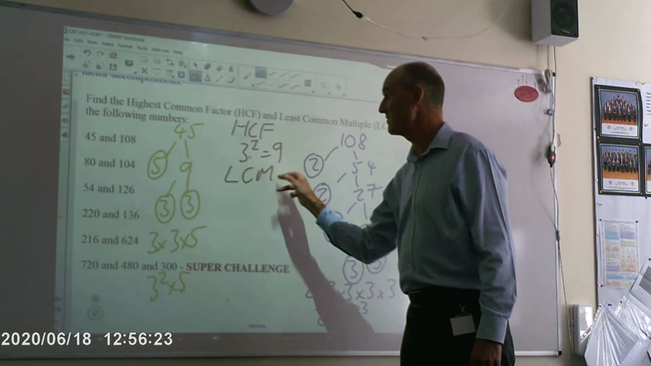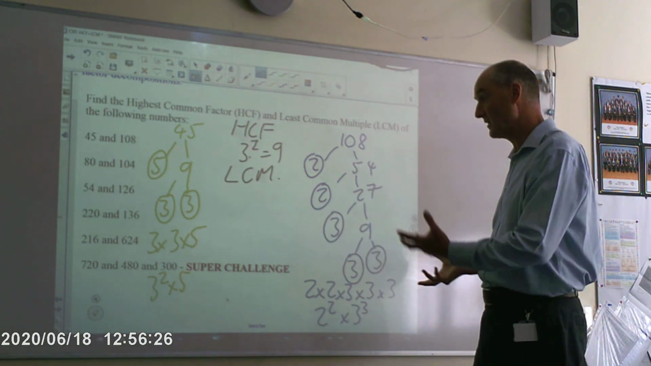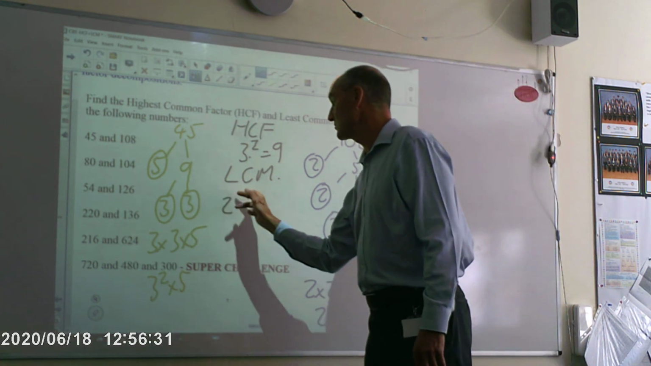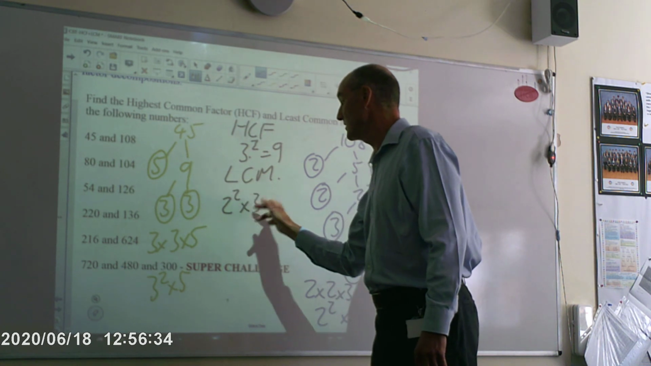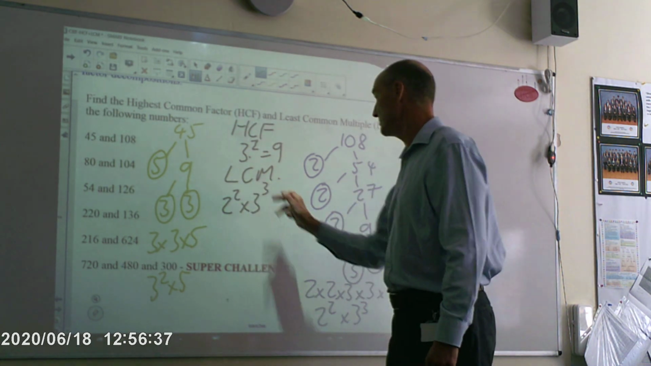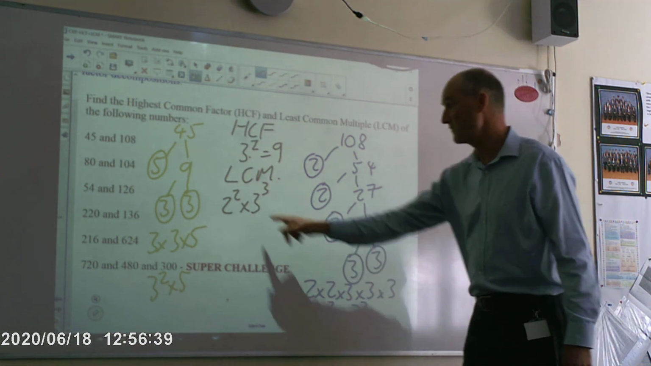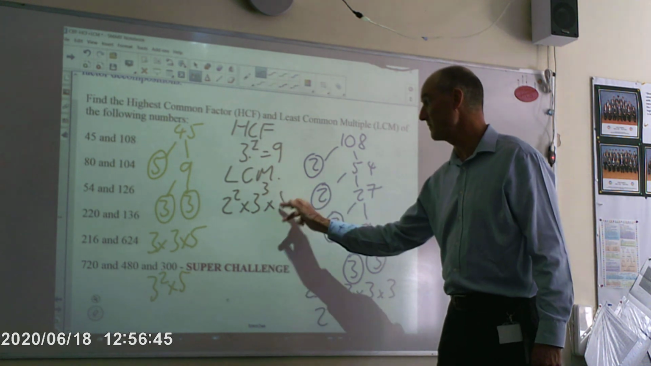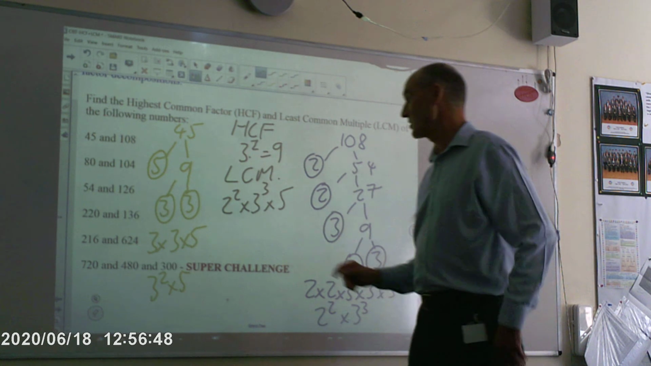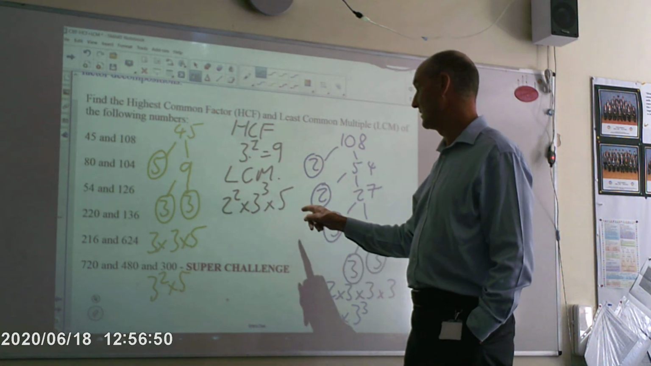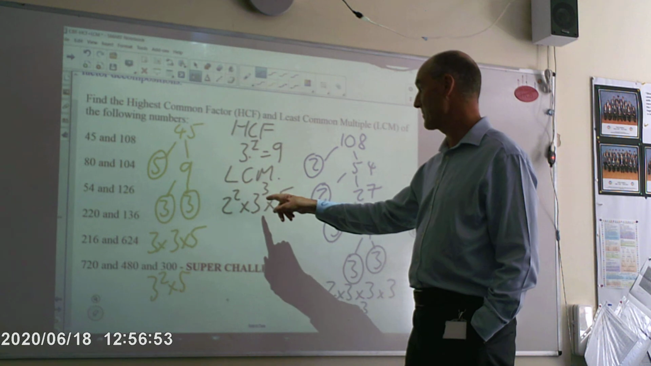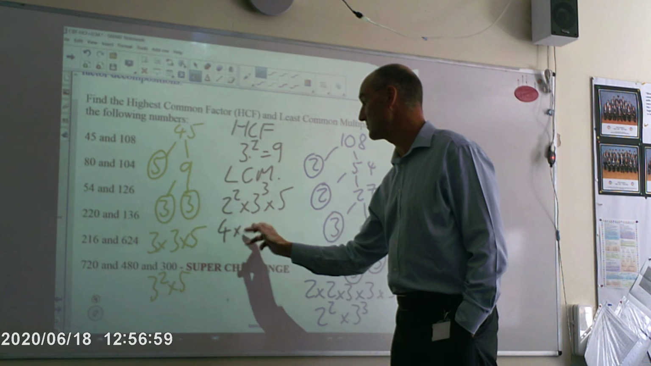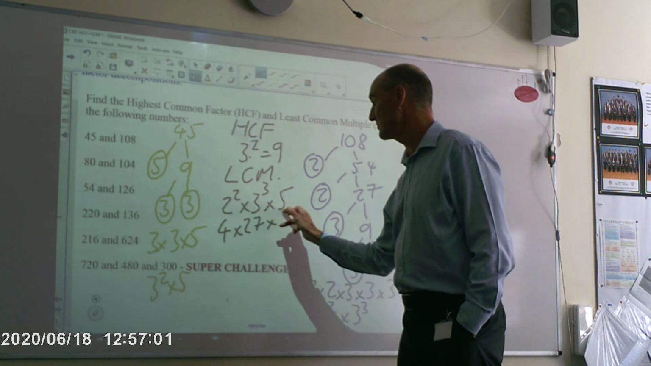It's numbers that appear in both of the lists, or either of the lists, in their highest format. So we've got 2 squared times 3 cubed. So we've got 2's appearing. Highest format is 2 squared, we've got 3's appearing, highest version is 3 cubed, and we've got 5. So, what's that? It's going to be 2 squared is 4 times 27 times 5.